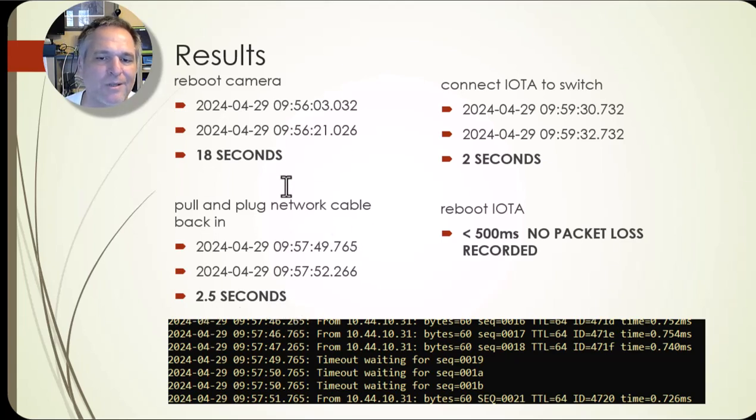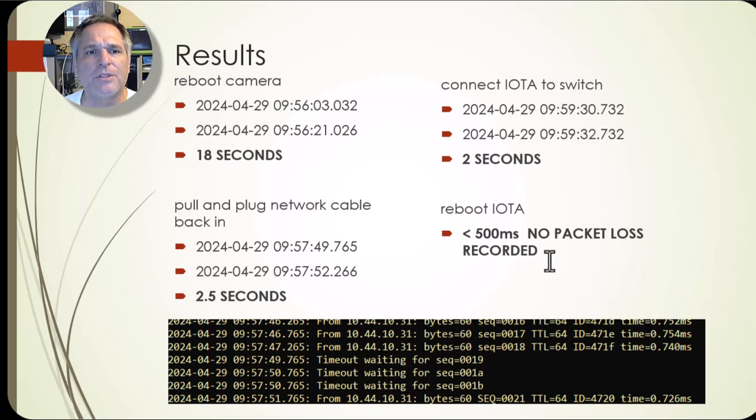So I've got kind of a lay of the land, if you will, of how long things take to recover. Then how long does it take to connect that IOTA to a switch? So to actually break the connection and put it in line, that was 2 seconds. Again, this all depends on your equipment, but that's how long it took for me. And the final test, how long did it take to reboot the IOTA and actually see the packets come back? Well, guess what? I had to drop 1 packet.